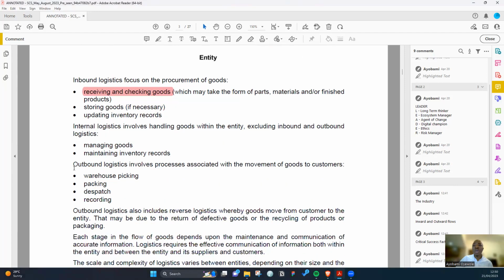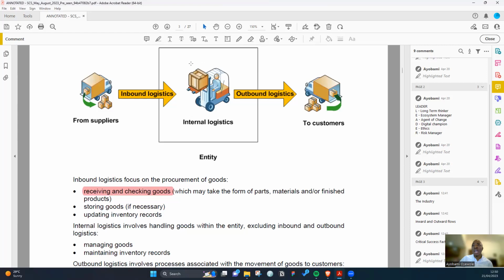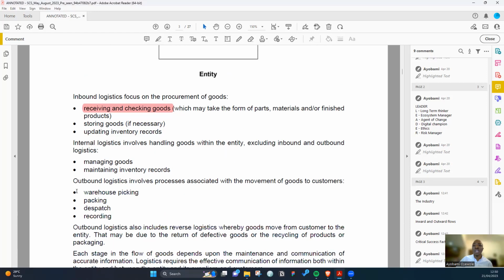Then you have outbound logistics. Now we have maintained them in the warehouse, and it's time to move them out to the customers. How do we move them? Means of transportation and all of that. So you have the warehouse picking. Who comes to pick those goods at the warehouse? How do you arrange for pickup? Which of those processes do you automate? All the processes that are involved in that will fall under the warehouse picking.